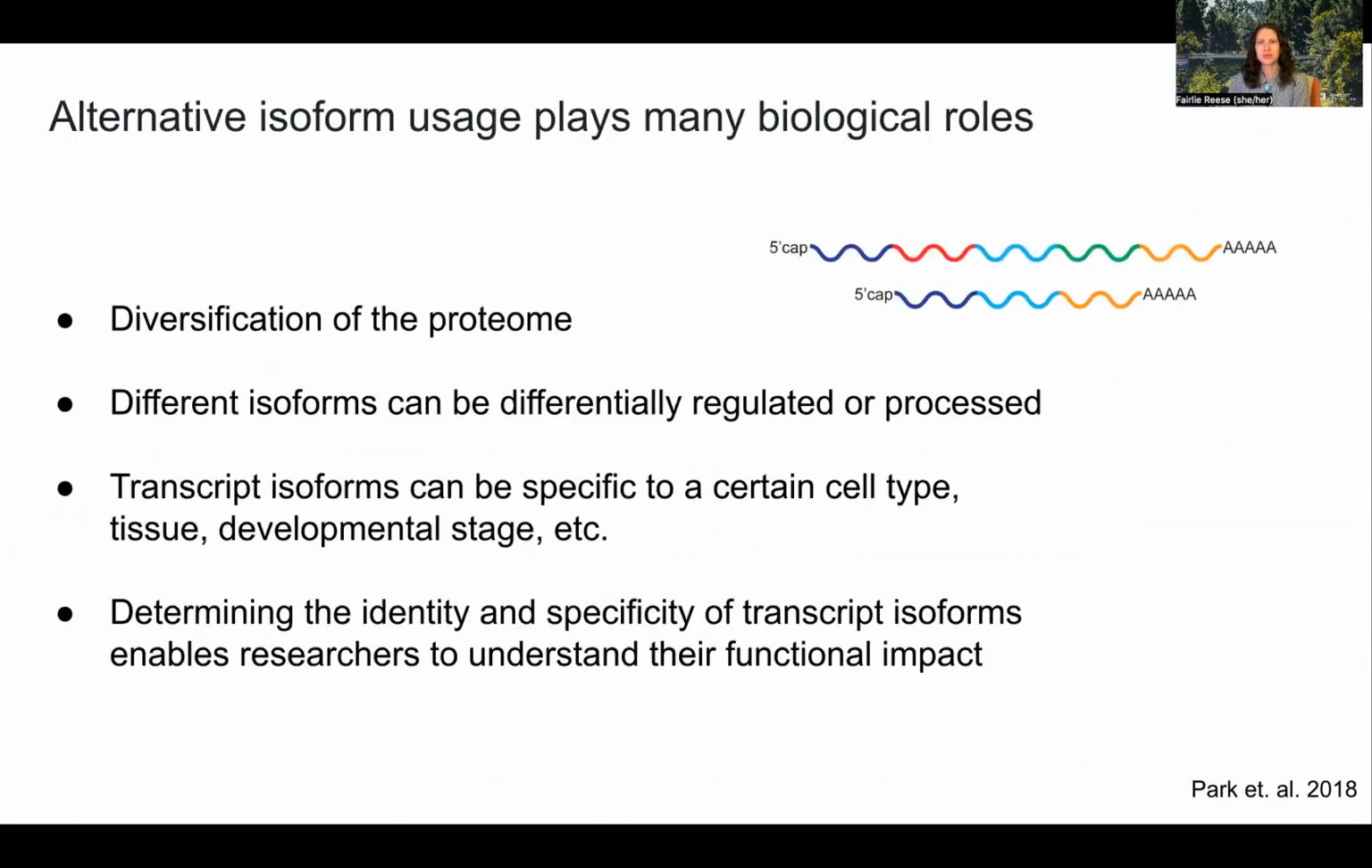To get right into it, alternative isoforms are different RNA molecules that derive from the same gene encoded in DNA. This allows both for diversification of the proteome and transcriptome, but also serves as a regulator of gene expression based on differential isoform susceptibility to regulatory processes.